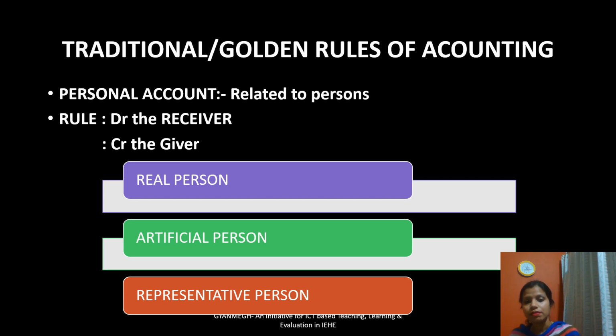Now, who are artificial persons? Artificial persons are persons who are created by law. For example, your college, your school, your bank, any company, any partnership firm, all of them are created by law, so they come under the category of artificial person. Then who are representative persons? Any transaction which represents a person. For example, outstanding salary, prepaid salary, all these come under the category of representative person.